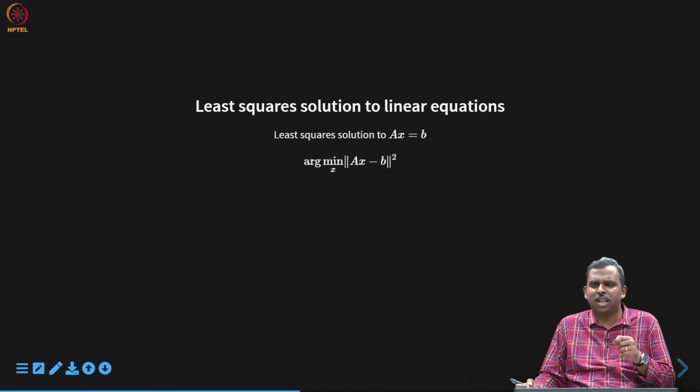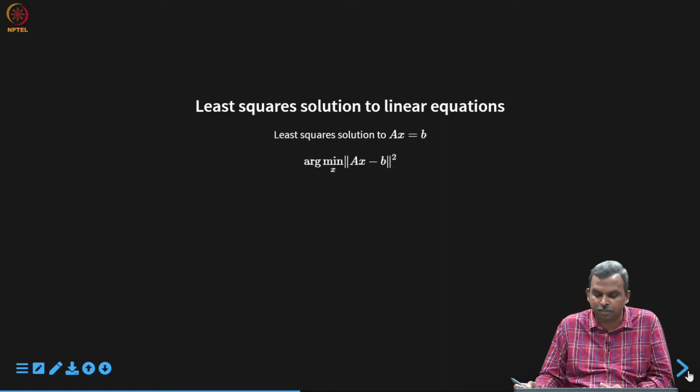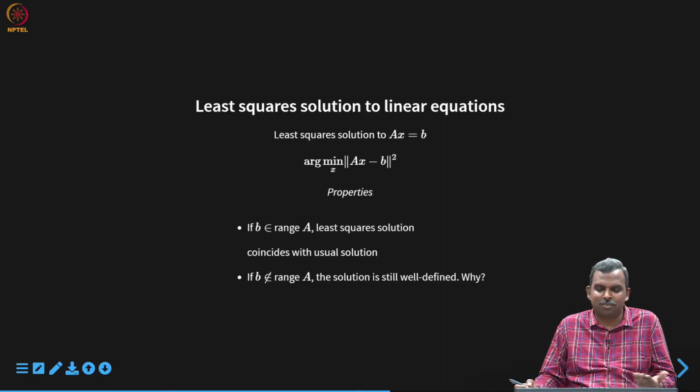So you find an x which takes you closest to the B, right? So that sort of makes sense. So that's the least square solution. Okay, what are the properties? Very quick properties to see.